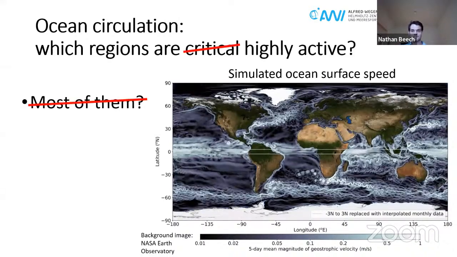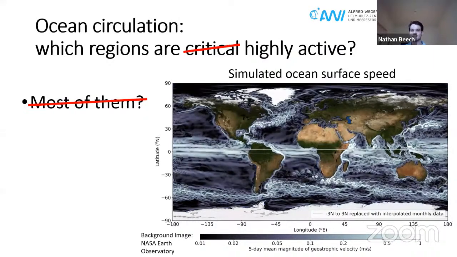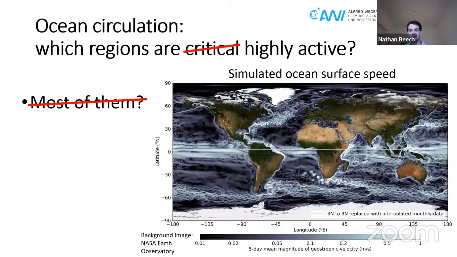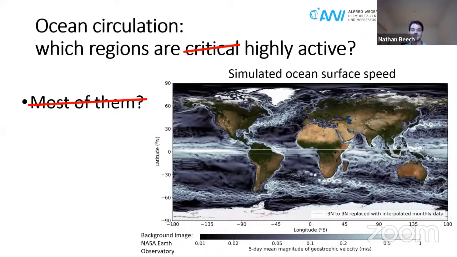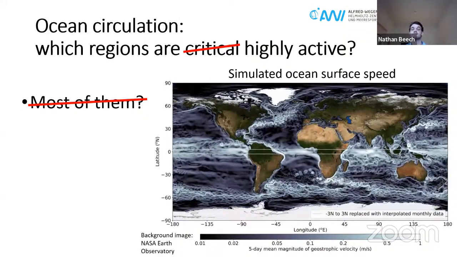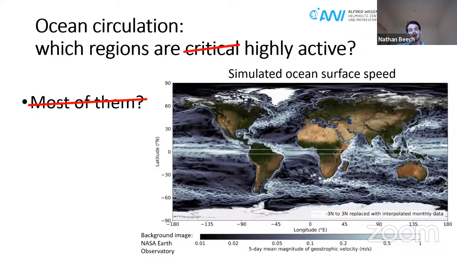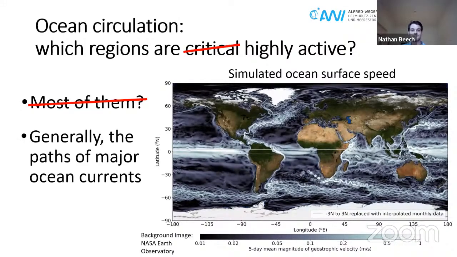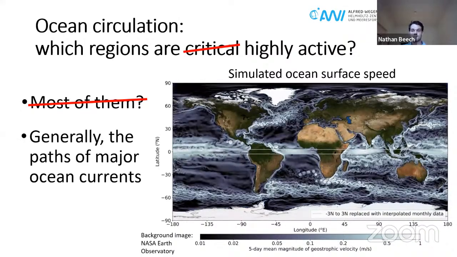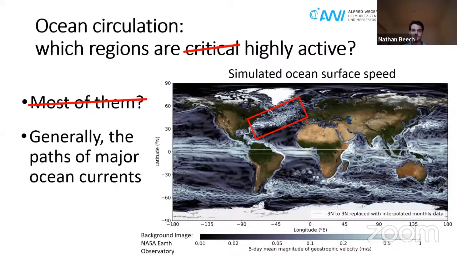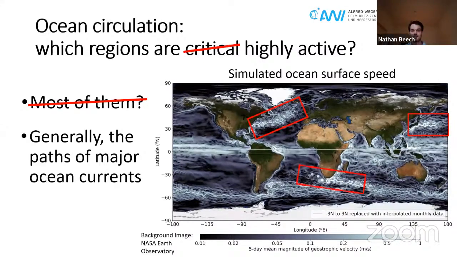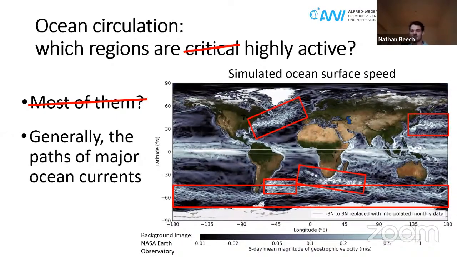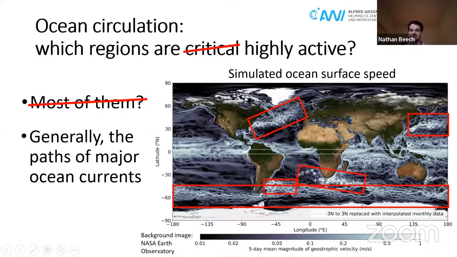So we can change the question a little bit and say, in terms of ocean circulation, which regions are interesting, which ones are highly active? And so the map that you see here on your right, this is ocean surface velocity simulated by AWI-CM. And we can probably see right away that there are some regions where there's more going on than other regions. And these are generally the paths of major ocean currents like the Gulf Stream, the Kuroshio Current, the Agulhas Current, the Brazil and Malvinas Current, and the Antarctic Circumpolar Current, which I will call the ACC for short.